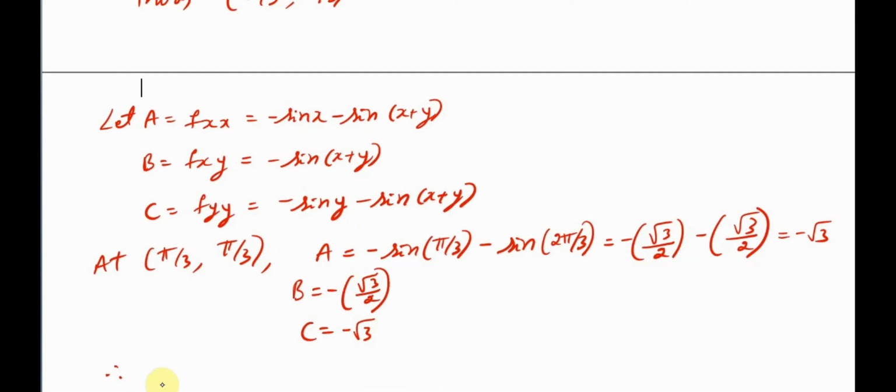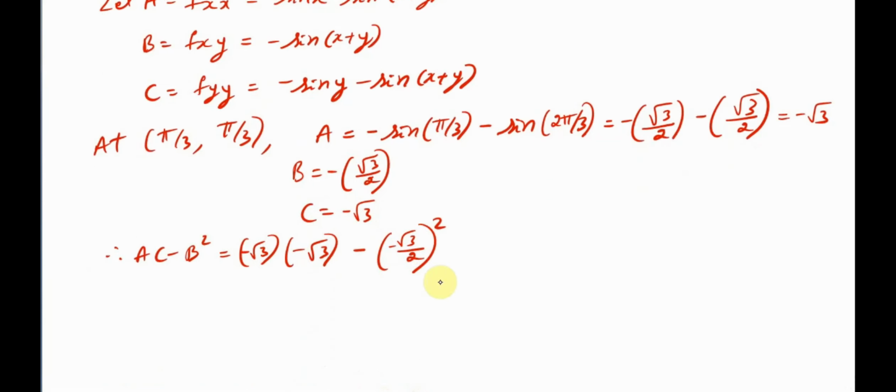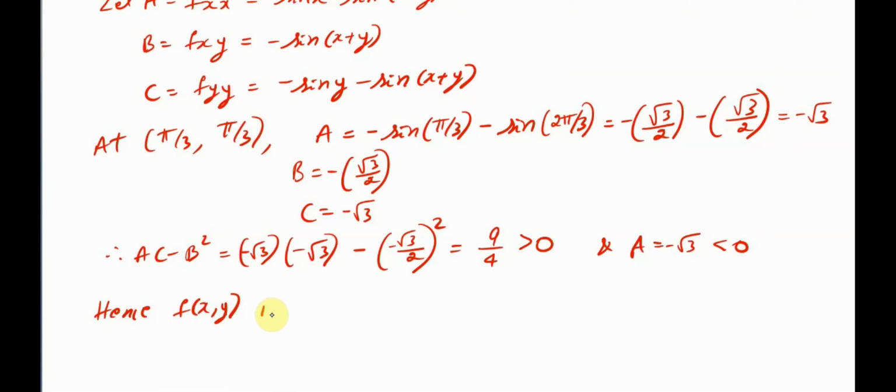So therefore let us check the value, the condition, that is step 3, ac minus b square. Yes friends, we can see very easily what is a is minus root 3 and c is minus root 3, then minus b, it is minus root 3 upon 2 square. Just substitute all the values. Easily you can find that this is equal to 9 by 4, which is greater than 0, and the condition says that a is equal to minus root 3, which is less than 0. So hence easily we get the answer here, students, that is f of x comma y is maximum at pi by 3.